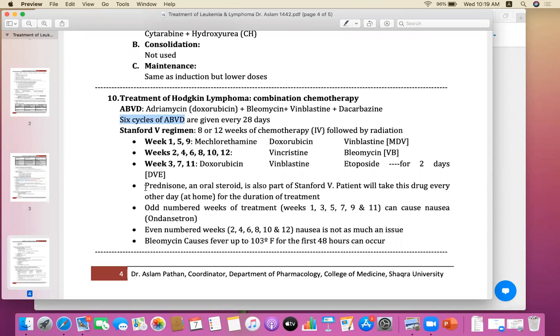Prednisone is an oral steroid and is also part of the Stanford V regimen. The patient will take this drug every other day at home, meaning an oral drug, and every other day means 1 day will be a gap, for the duration of the treatment.